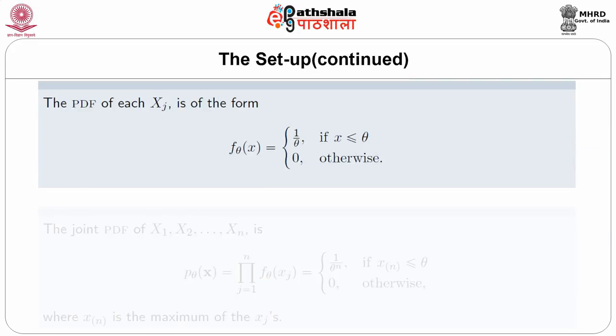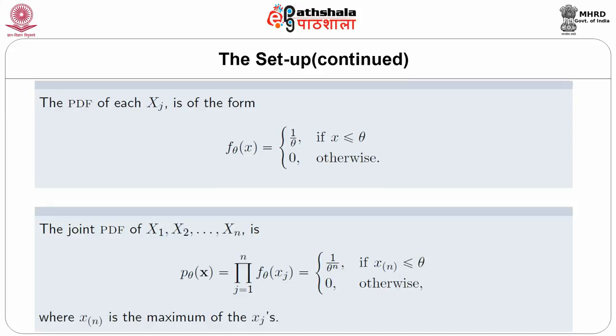For uniform distribution, the PDF of X1 or X2 or Xn is f theta x, so 1 by theta if x is less than or equal to theta and 0 otherwise. So joint PDF of X1, X2, Xn is p theta x, the product of f theta x1, f theta x2, f theta xn, which is 1 by theta to the power n if maximum of X1, X2, Xn is less than or equal to theta and 0 otherwise.